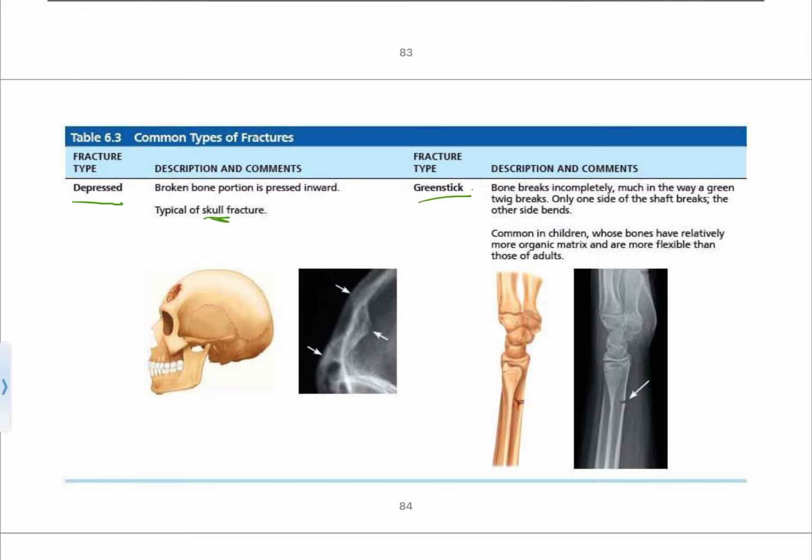Then we have a greenstick fracture where the bone breaks incompletely, and they call it greenstick because if you've ever dealt with a partially alive twig in which it still has green on the inside, it's really hard for you to actually break it in half and one of the sides sticks together. That's basically how they called it a greenstick fracture. So one side of the shaft actually breaks, but the other side bends instead.